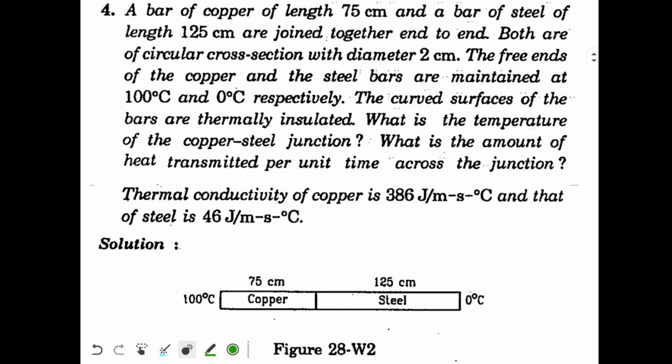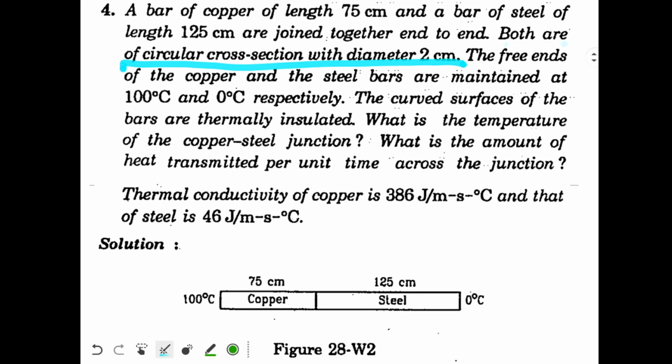Okay, this is solved example number 4 from chapter number 28 of HT Verma. The chapter is regarding heat transfer. A bar of copper of length 75 centimeter and a bar of steel of length 125 centimeter are joined together end to end. This is a copper rod and this is the steel rod. Copper rod has 75 centimeter, steel rod has 125 centimeter. Both are of circular cross section of diameter 2 centimeter.